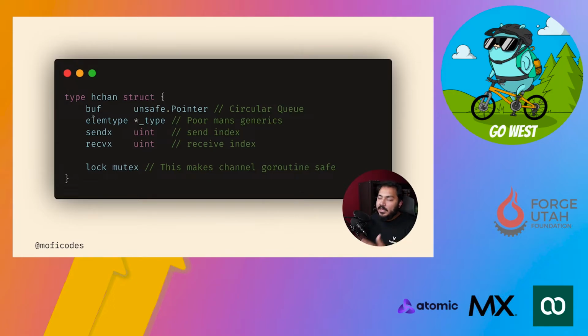We also have this elemtype, which is a pointer to _type. This is just the unsafe version of generics. Go doesn't have generics by default yet. Go 2 might have generics, but for types like arrays, maps, and channels, we can have typed things, and that's how they do it underneath with reflection. We can have generics, kind of. We also have sendx and recvx. This is just the count of how many elements we have in the buffer. And if it's a circular buffer, we just need to have the beginning and the end point so that we can keep track of how many things we have and where in the array we are right now.